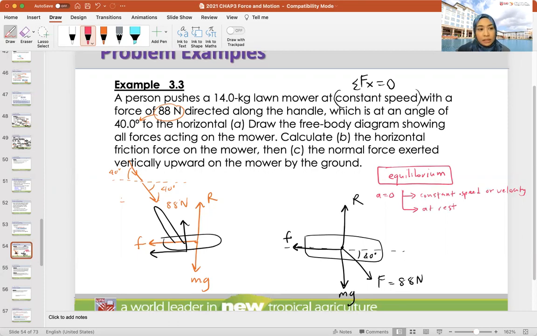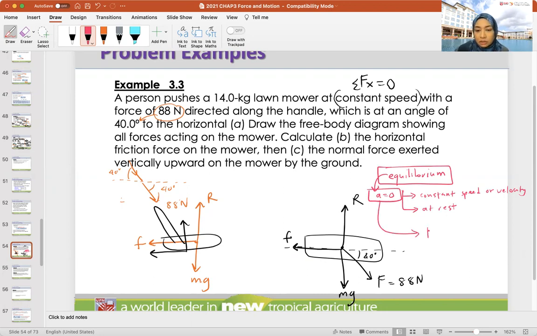So sebenarnya kalau nak ingat, you can remember, equilibrium means acceleration equals 0. And acceleration yang 0, apakah kondisi yang menyebabkan acceleration is equal to 0? It needs to have a constant speed or is at rest. So benda ni datang daripada acceleration is equal to 0. So what does it mean to have an acceleration that is equal to 0?